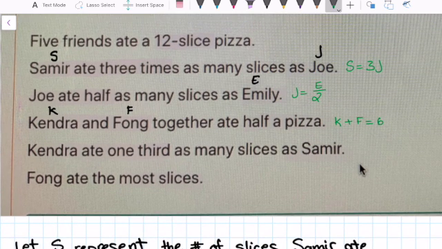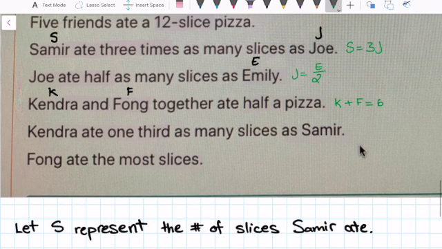Next, we have Kendra ate 1/3 as many slices as Samir. So K is equal to S over 3. And then we have Fong ate the most amount of slices. That doesn't really tell us much, so we could just leave it the way that it is. The next thing that we will be doing is substituting everything in.